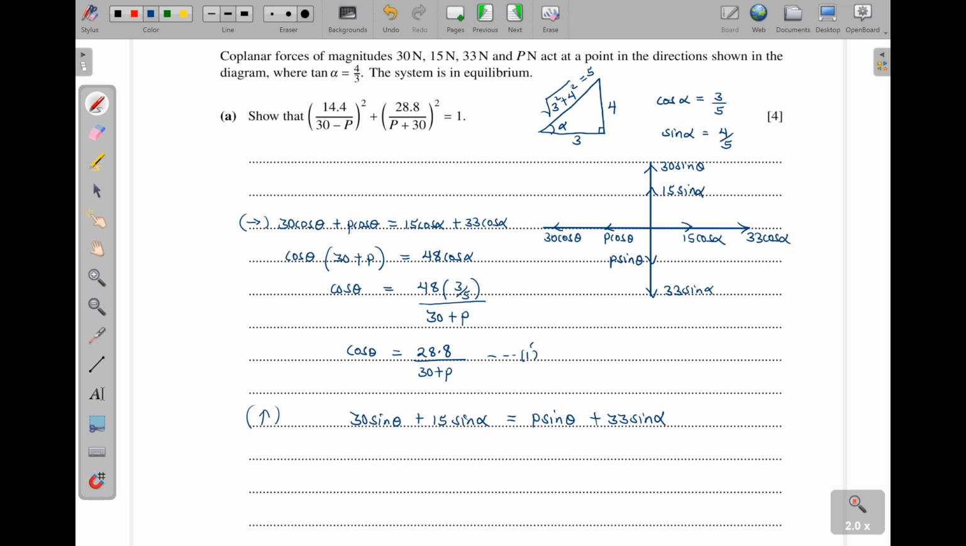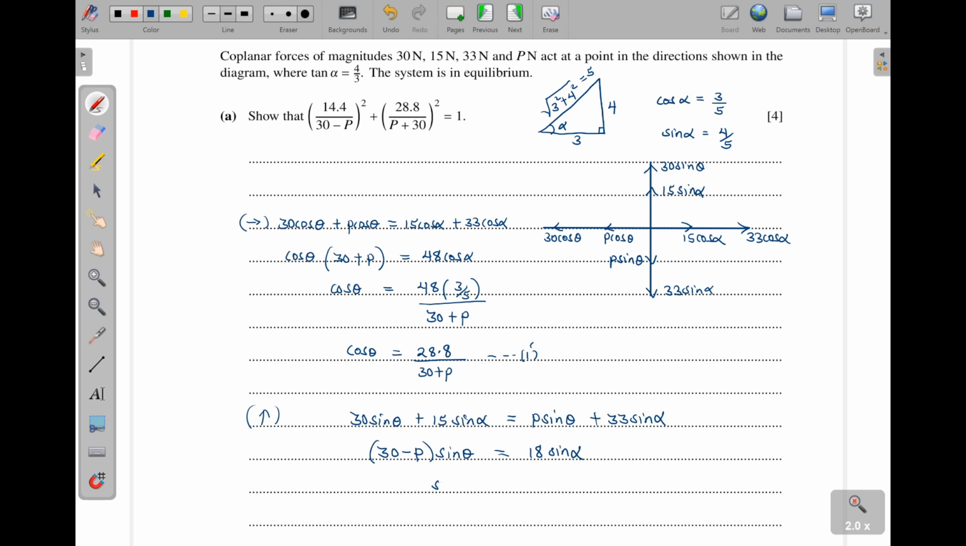Now we shall collect like terms together and we put sine theta onto one side. So when I put it here, it will be a minus. And I factorize it. So I will have 30 minus p, then sine of theta. And then I'll take this one to this other side. We shall subtract. So 33 minus 15 will give us 18. Yes, it will give us 18. So 18, then sine of alpha.